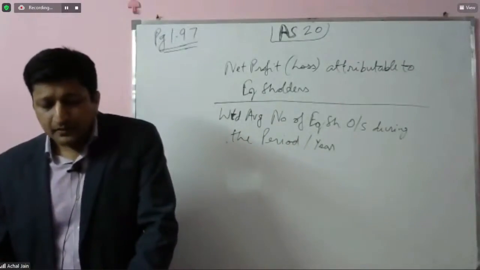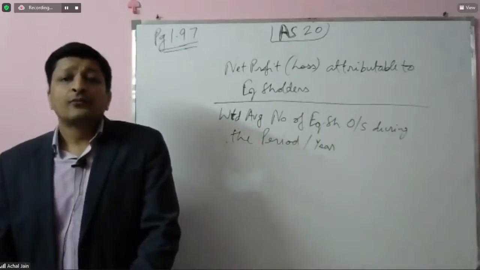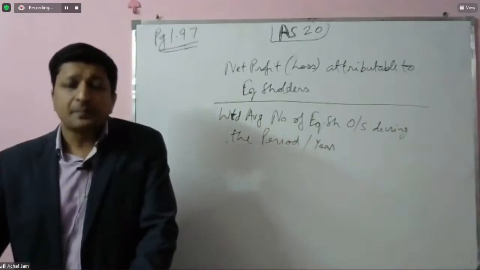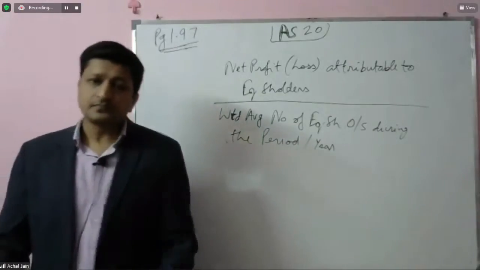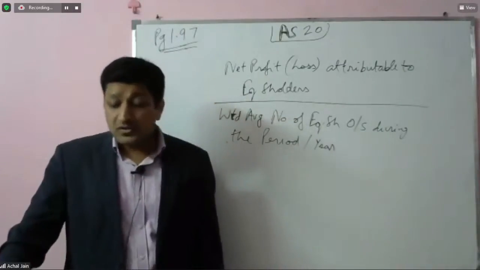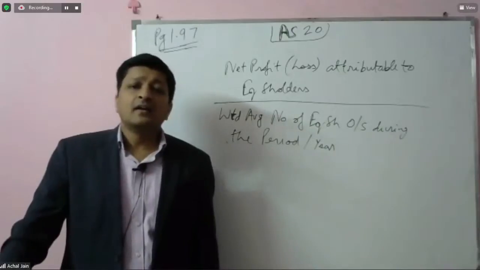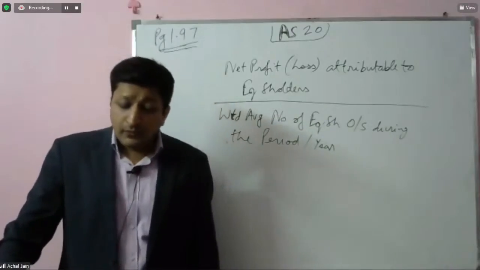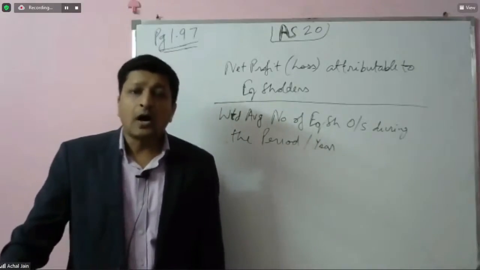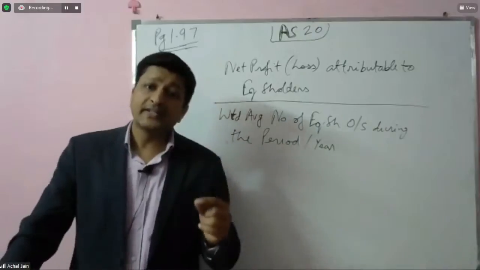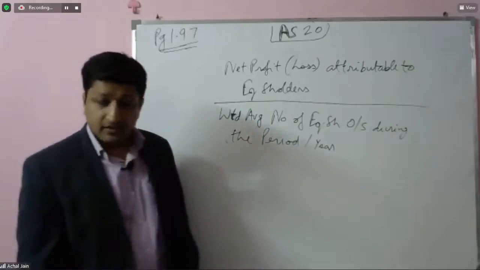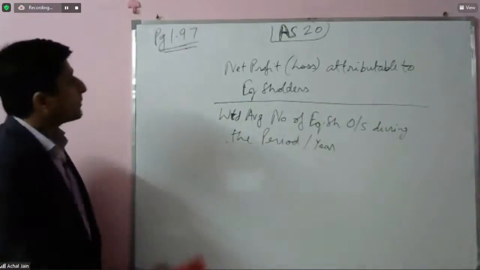It may also happen that instead of fully paid shares, at times partly paid shares are issued. The example that we have discussed was the one wherein we had fully paid up shares. What if the shares are not fully paid up? What do you do? How do you treat them while computing this weighted average? Let's understand this one with the help of another example.